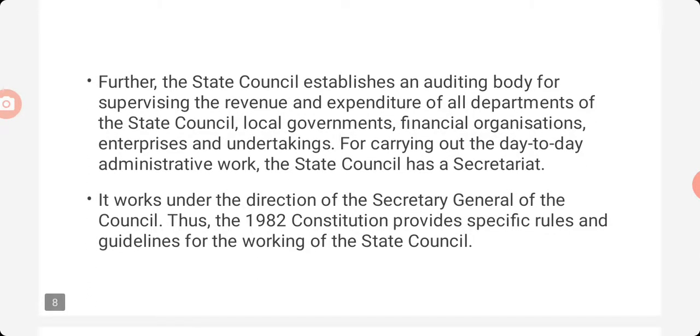Further, the State Council establishes an auditing body for supervising the revenue and expenditure of all departments of the State Council, local governments, financial organizations, enterprises, and undertakings. For carrying out the day to day administrative work, the State Council has a secretariat. It works under the direction of the Secretary General of the Council. Thus, the 1982 Constitution provides specific rules and guidelines for the working of the State Council.